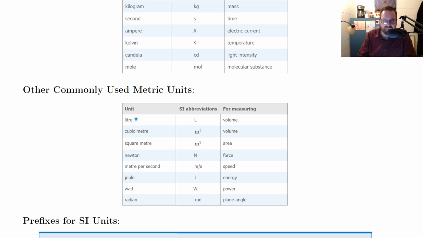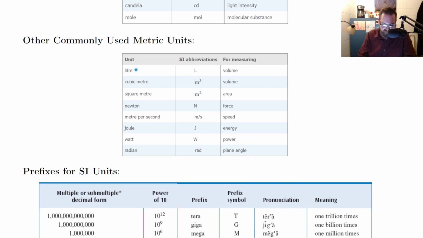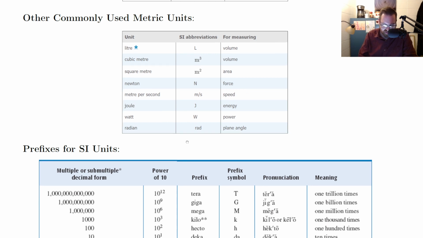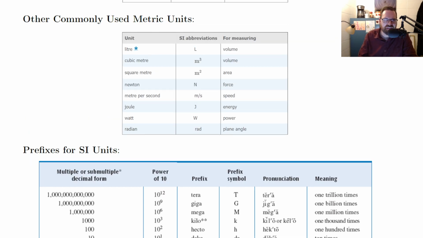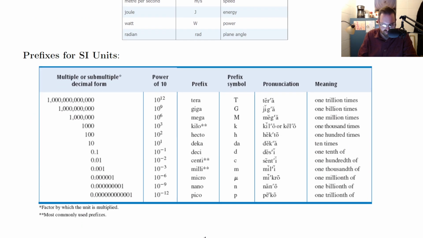There are other units that we are going to use quite a bit, like liters, cubic meters, and square meters. This is, again, volume and area. Newtons and meters per second for force and speed, and so on and so forth. Radians, I don't think we're going to be dealing with too much until near the end of the semester, when we start getting into some of the more basic trigonometric concepts.